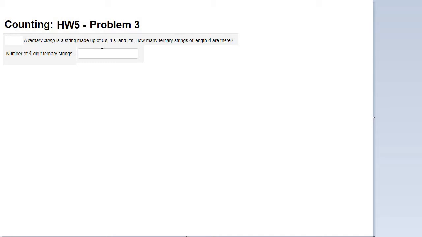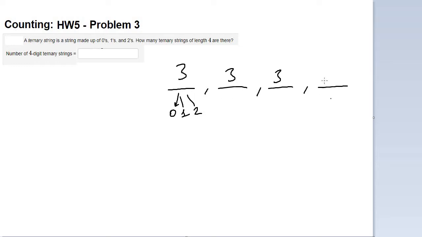Problem number 3. A ternary string is a string made up of zeros, ones and twos. How many ternary strings of length 4 are there? So we have 4 coordinates here, and for the first coordinate we have 0, 1 and 2, 3 options. Likewise we have 3 options in each coordinate because we have no restriction. So this is going to be 3 to the 4th.